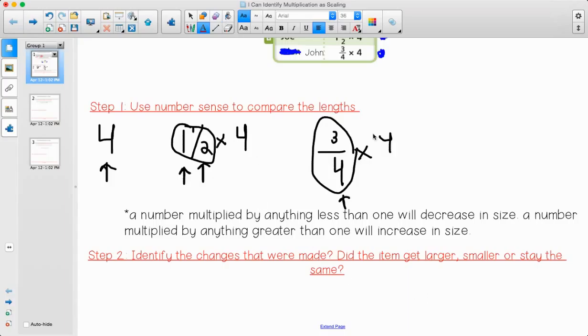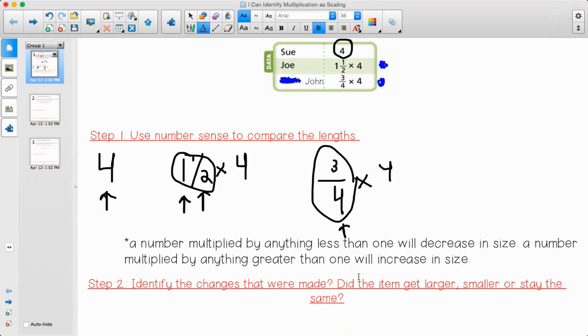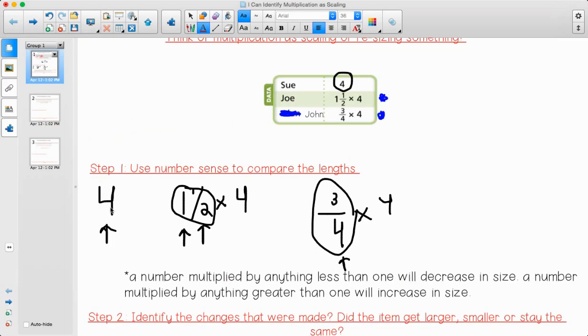So my step 2 just says identify the changes that were made. Did the items get larger, smaller, or stay the same? So we know that Sue's right here stayed the same. That's what she knitted the scarves as. It stayed the same. Joe, on the other hand, we multiplied his original scarf by 1 1/2, and the size increased. And we multiplied John's scarf by 3/4, and the size decreased.